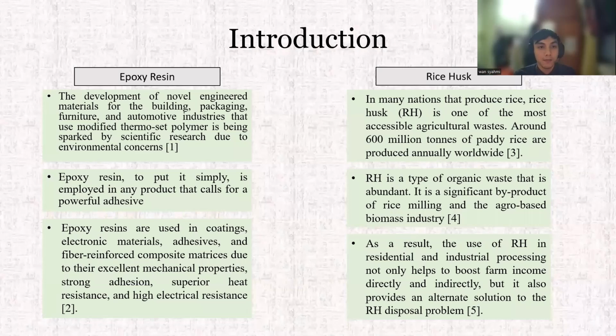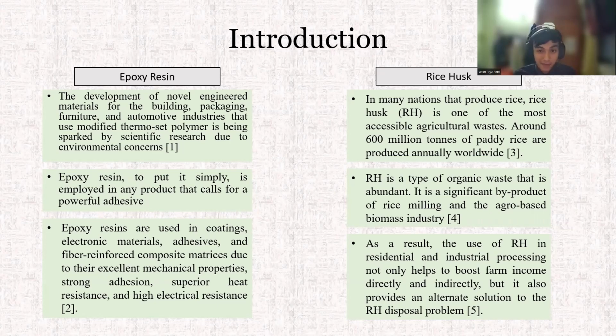So, firstly, for the introduction for epoxy resin, the development of novel engineered material for the building, packaging, furniture, and automotive industries that use modified thermoset polymer is being sparked by scientific research due to environmental concerns. Epoxy resin, to put it simply, is employed in any product that calls for a powerful adhesive. Epoxy resins are used in coatings, electronic materials, adhesives, and fiber reinforced composite matrices due to their excellent mechanical properties, strong adhesion, superior heat resistance, and high electrical resistance.